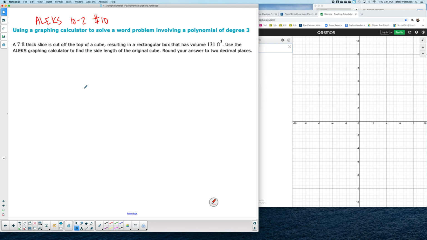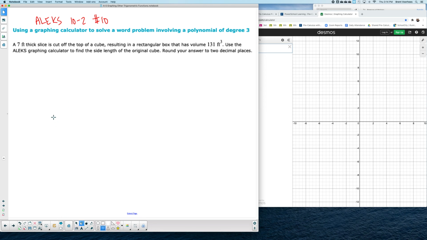It says to use a graphing calculator to solve this word problem involving a polynomial of degree 3. A 7-foot thick slice is cut from the top of a cube, resulting in a rectangular box that has a volume of 131 feet cubed. Use the Aleks graphing calculator to find the side length of the original cube. Round your answer to 2 decimal places. So let's get a visual first of what's happening here.